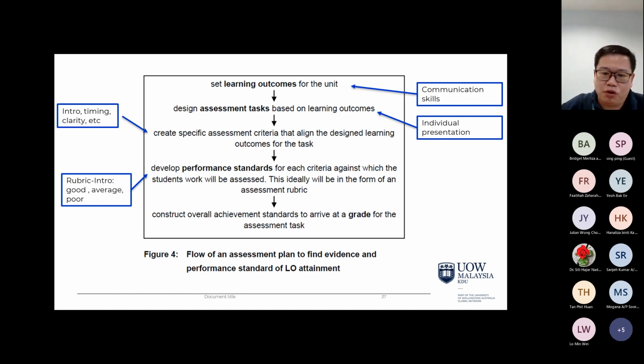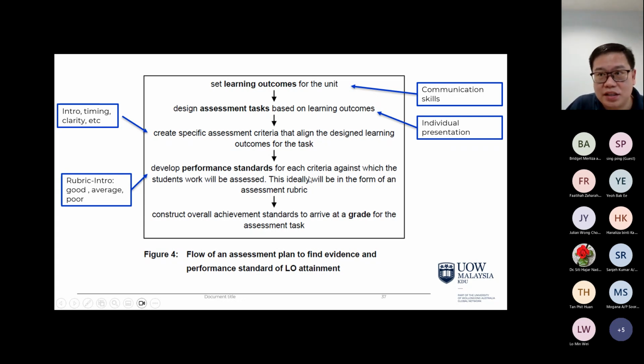So this is basically the flow. I even put certain examples of how it is to be done. Set the learning outcome of the unit. What is the learning outcome? For example, communication skill. Design assessment tasks based on the learning outcome: individual presentation. Create specific assessment criteria. What are the criteria when you're looking at an individual presentation? Intro, timing, clarity, etc.